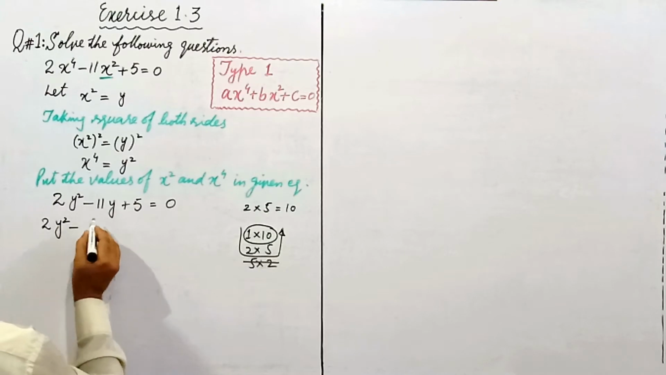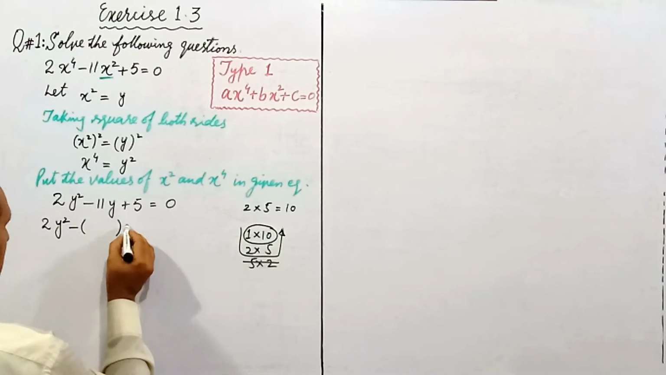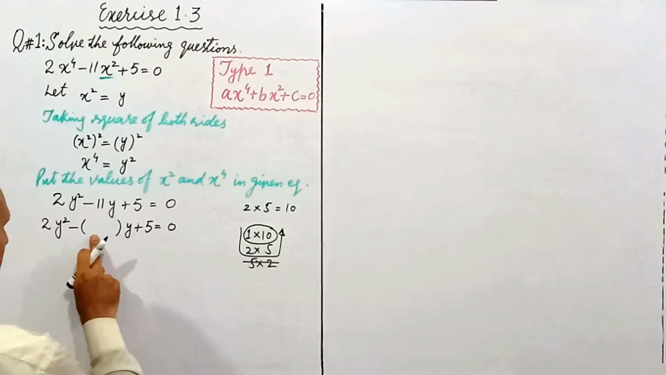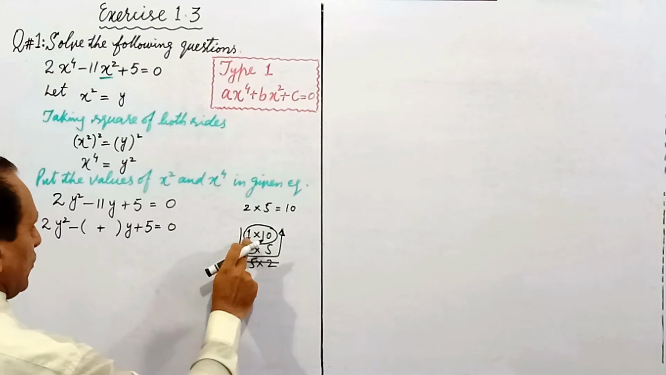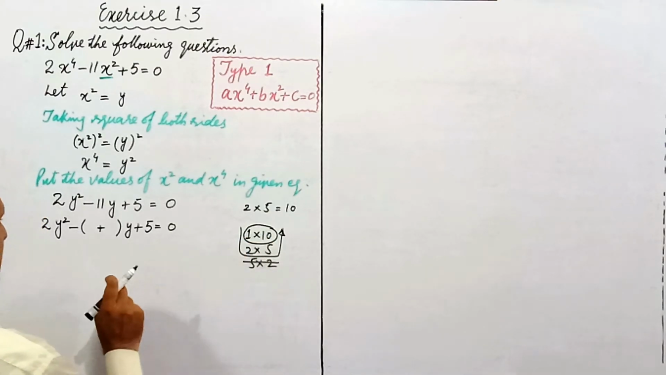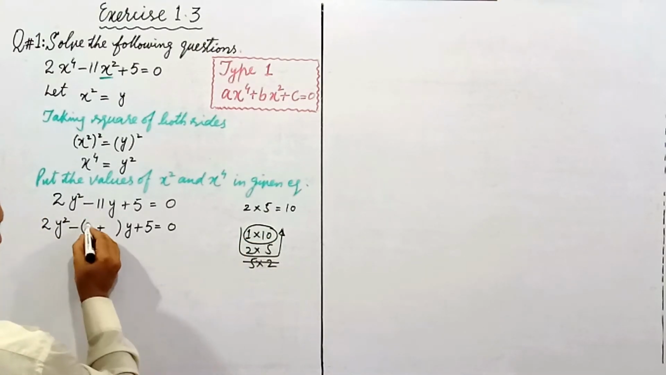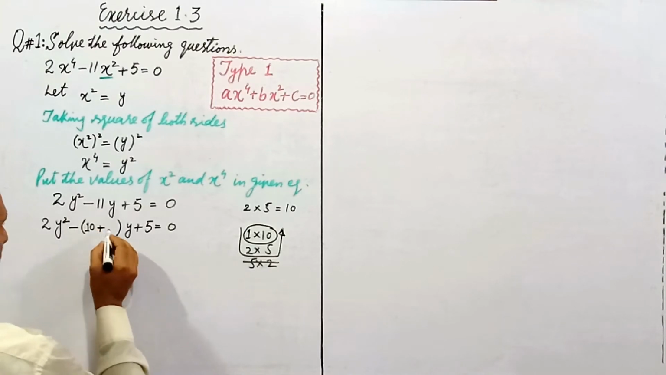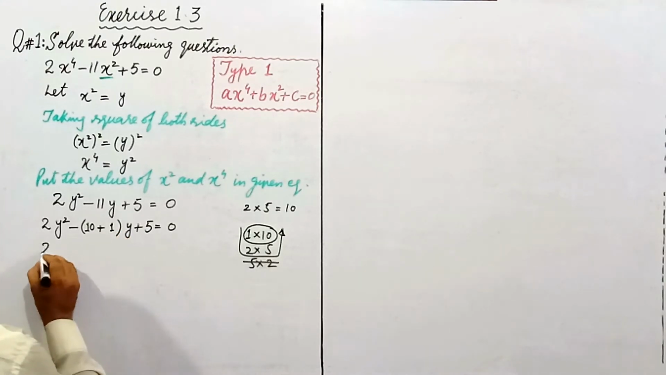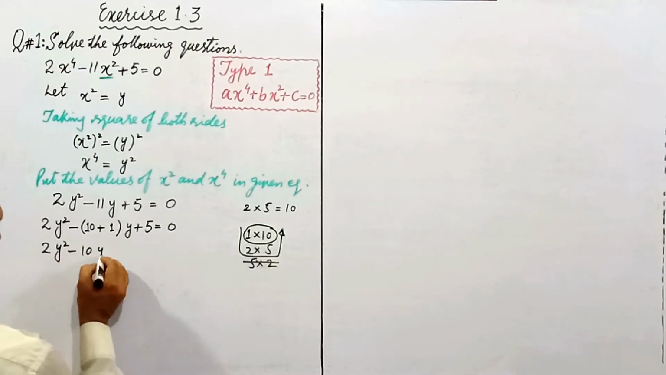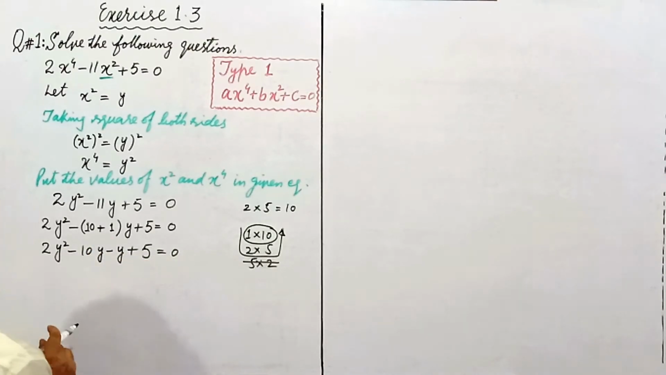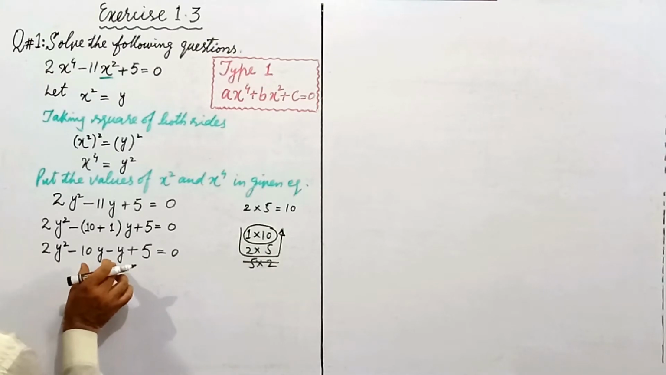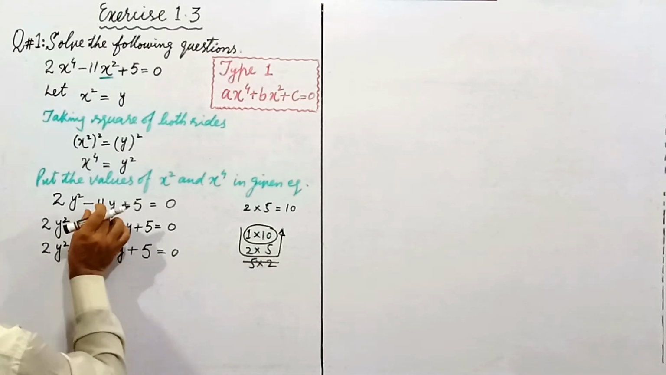2y squared minus, in place of 11 we place a bracket, y plus 5. The last term sign is plus, so we put plus over here. The factors we require are 1 and 10. When we add these, they give us 11. So the greater value we write first and the smaller value second. Now we open the brackets: 2y squared minus 10y minus y plus 5. So the middle term is broken into two terms and their sum, minus 10 minus 1, is equal to minus 11.